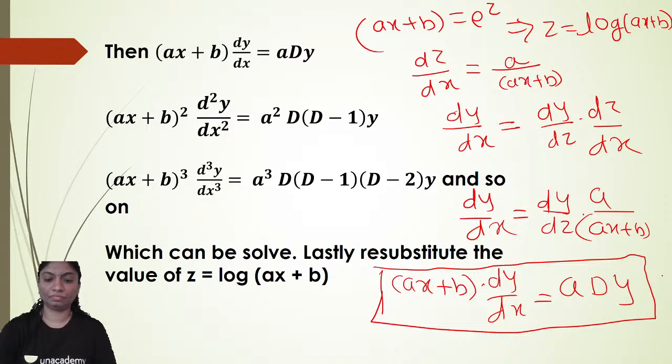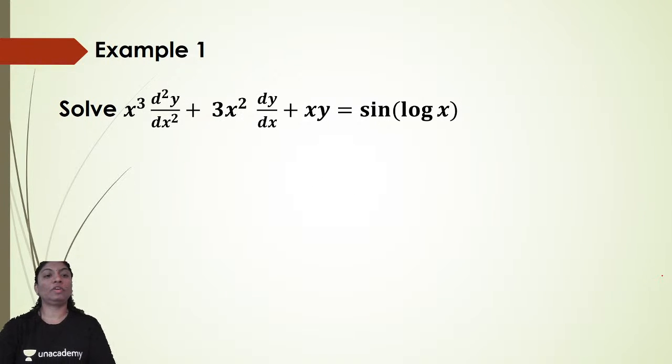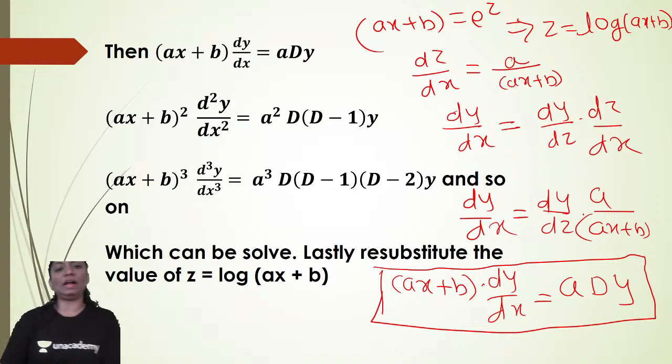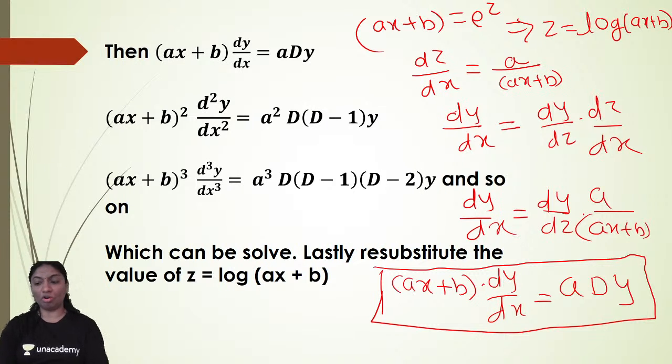Now, for example, suppose we solve ax plus b whole cube into d cube y and so on. Here lastly we will get a cube in that form. See, in the Cauchy's we get only D into D minus 1 of y, D into D minus 1 into D minus 2 of y. But in the Legendre's we get a square into D into D minus 1 of y, a cube into D into D minus 1 into D minus 2 of y, and so on. And lastly, resubstitute the value of z is equal to log of ax plus b, exactly similar to the Cauchy's differential equation.